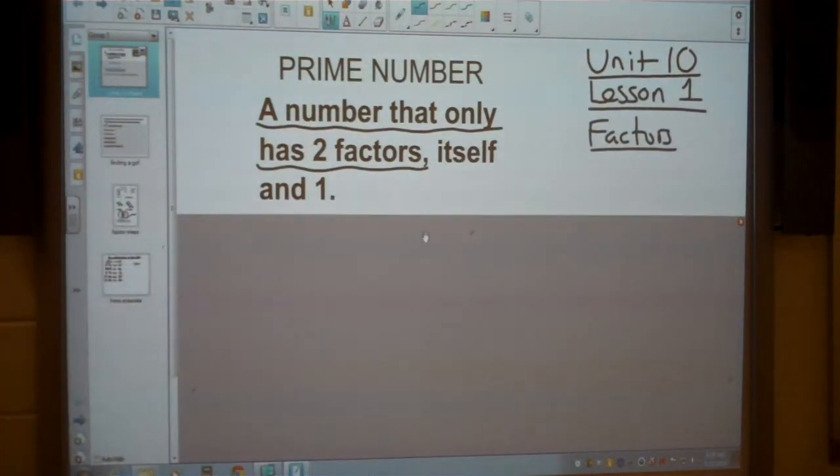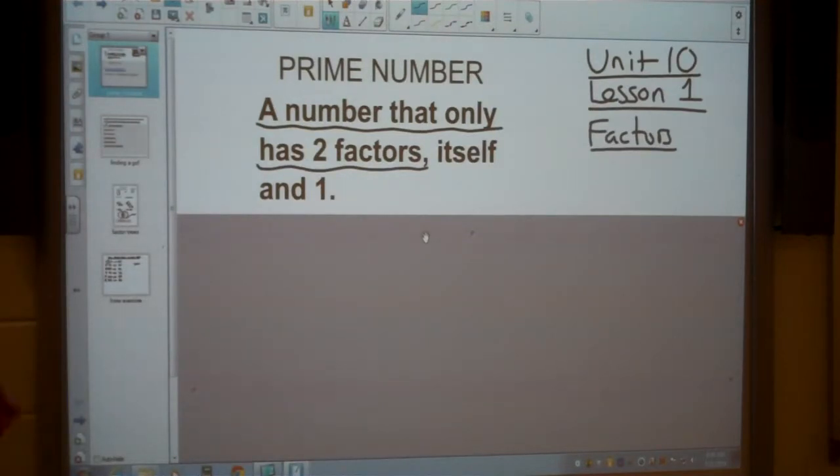So this is the factor. The key here is a number that only has two factors, so itself and 1. A lot of people think that 1 is a prime number because it divides by itself and also divides by 1. Unfortunately, itself and 1 are the same thing. So 1 only has one factor, which is why it's not prime.